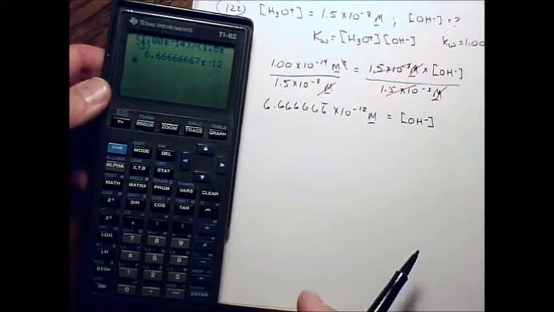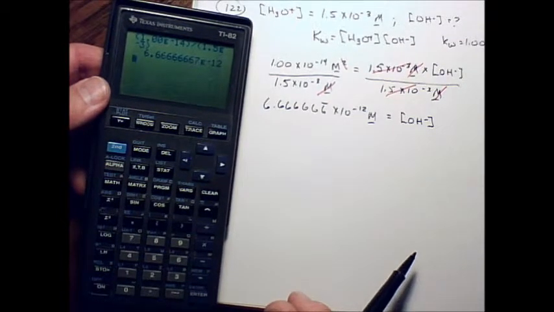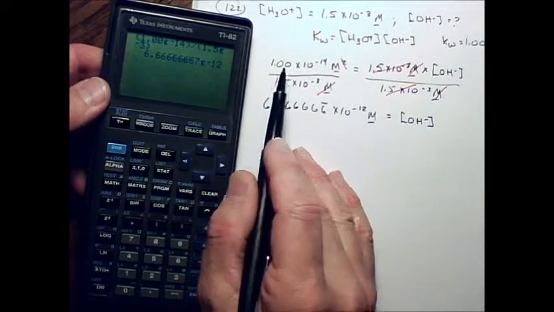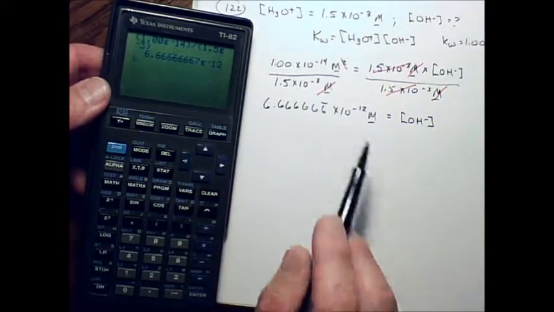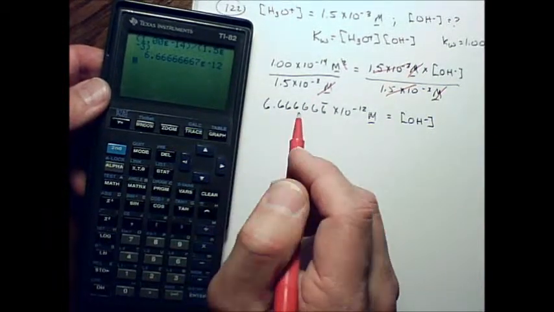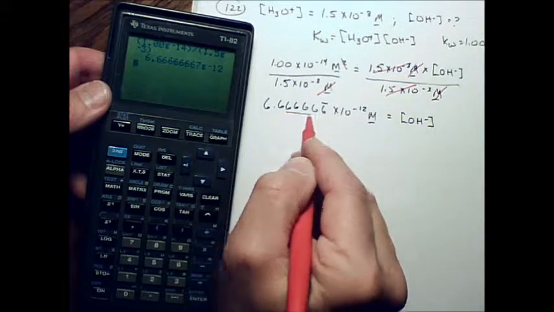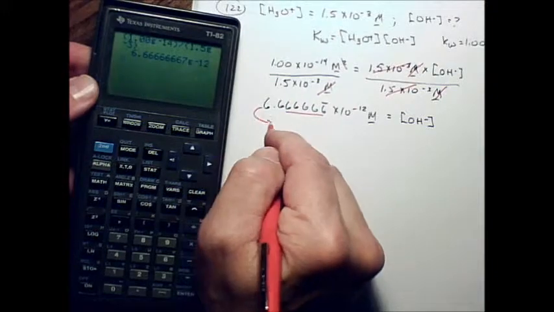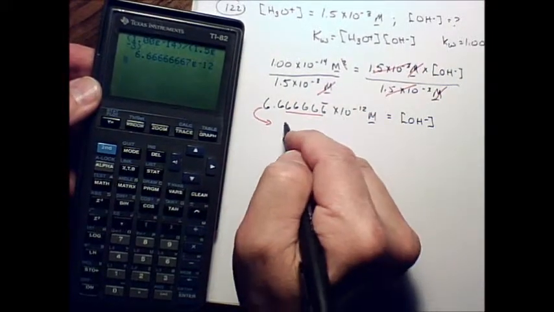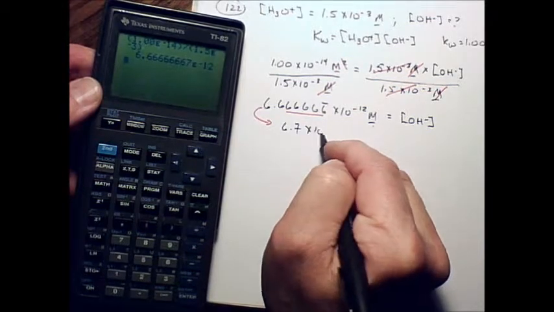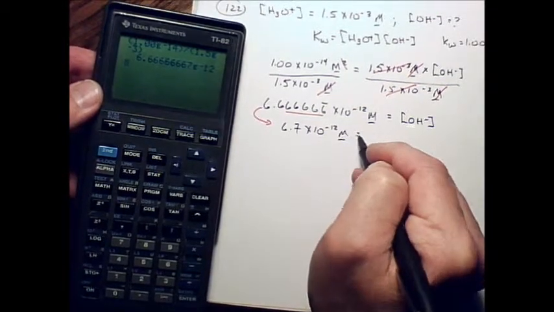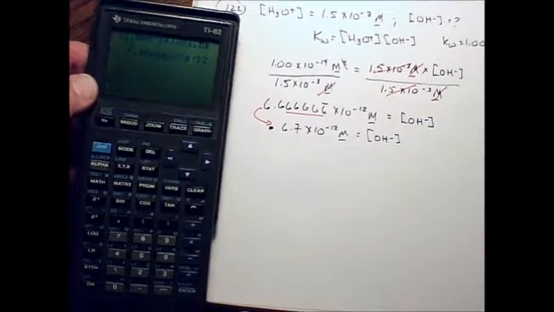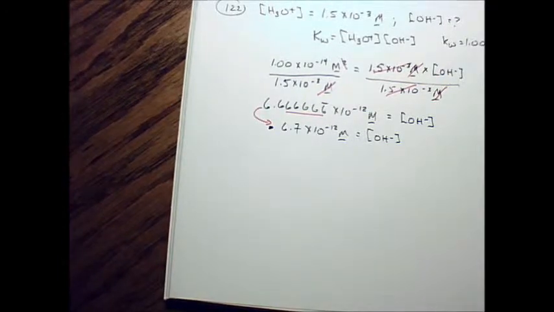Now I just have to round off my answer. How many digits do I need in my final answer? I've got 2 there, 3 there. So two digits. We're going to underline everything but the first 2 digits. All the non-zero digits are significant. Okay? So now we round that off, and our final answer is going to be 6.7 times 10 to the negative 12 molar equals that hydroxide ion concentration. Okay? And that's how you solve for that answer.